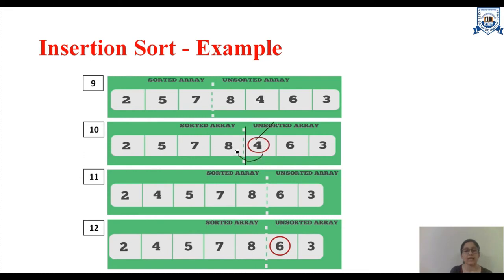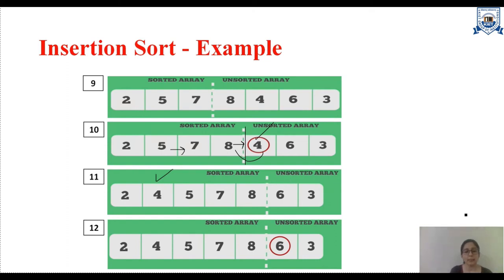It is compared with 8. 4 is less than 8. 8 shifts backward and 4 moves one position ahead. Then 4 is compared with 7. 7 moves backward. 4 moves ahead by one position. Then 4 is compared with 5. Now 5 also is greater than 4. 5 moves backward and 4 is placed at this particular position. 4 is compared with 2, but here 4 is greater than 2, so no shifting takes place here and 4 takes the position at the second index. The marker is shifted ahead and the sorted array keeps on increasing one at a time and the unsorted array keeps diminishing at the same pace.